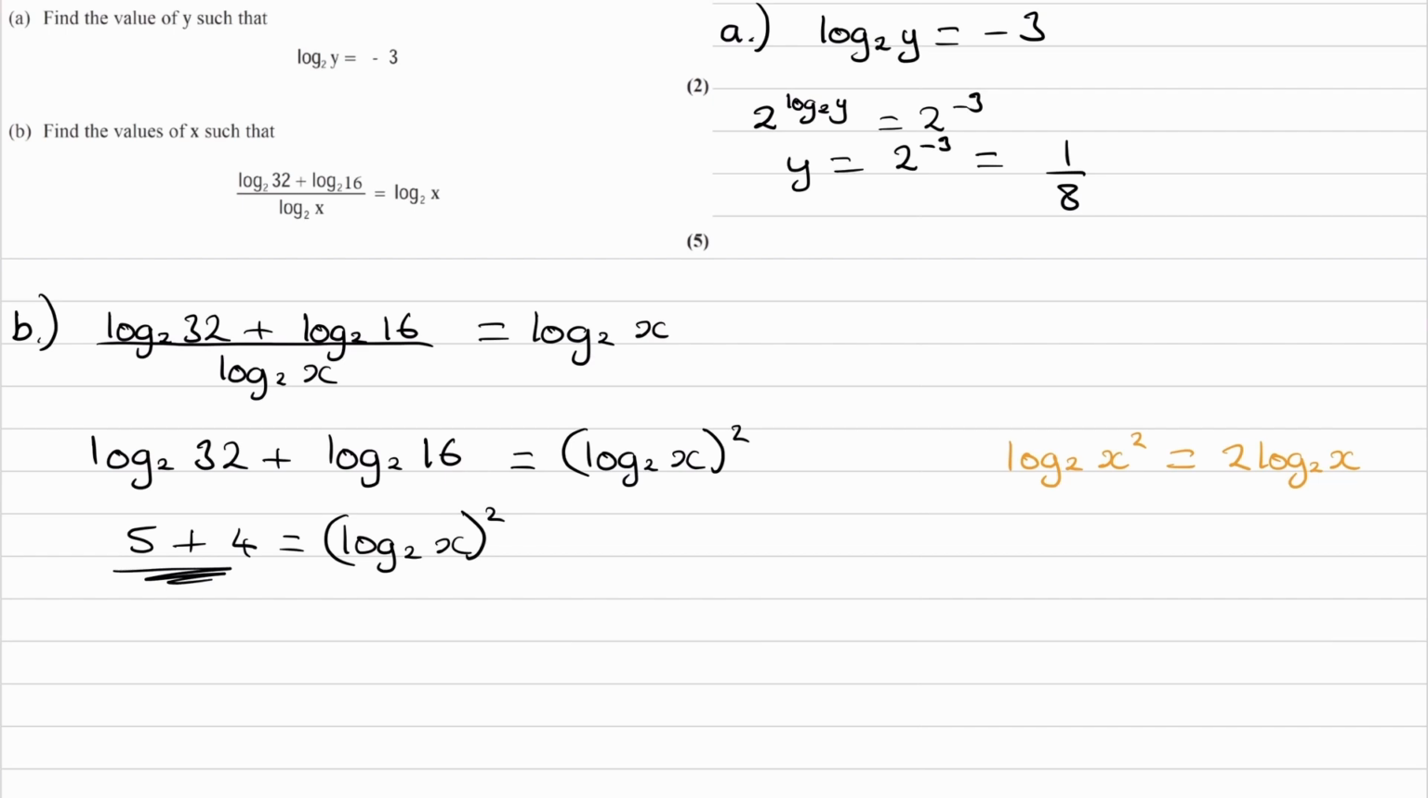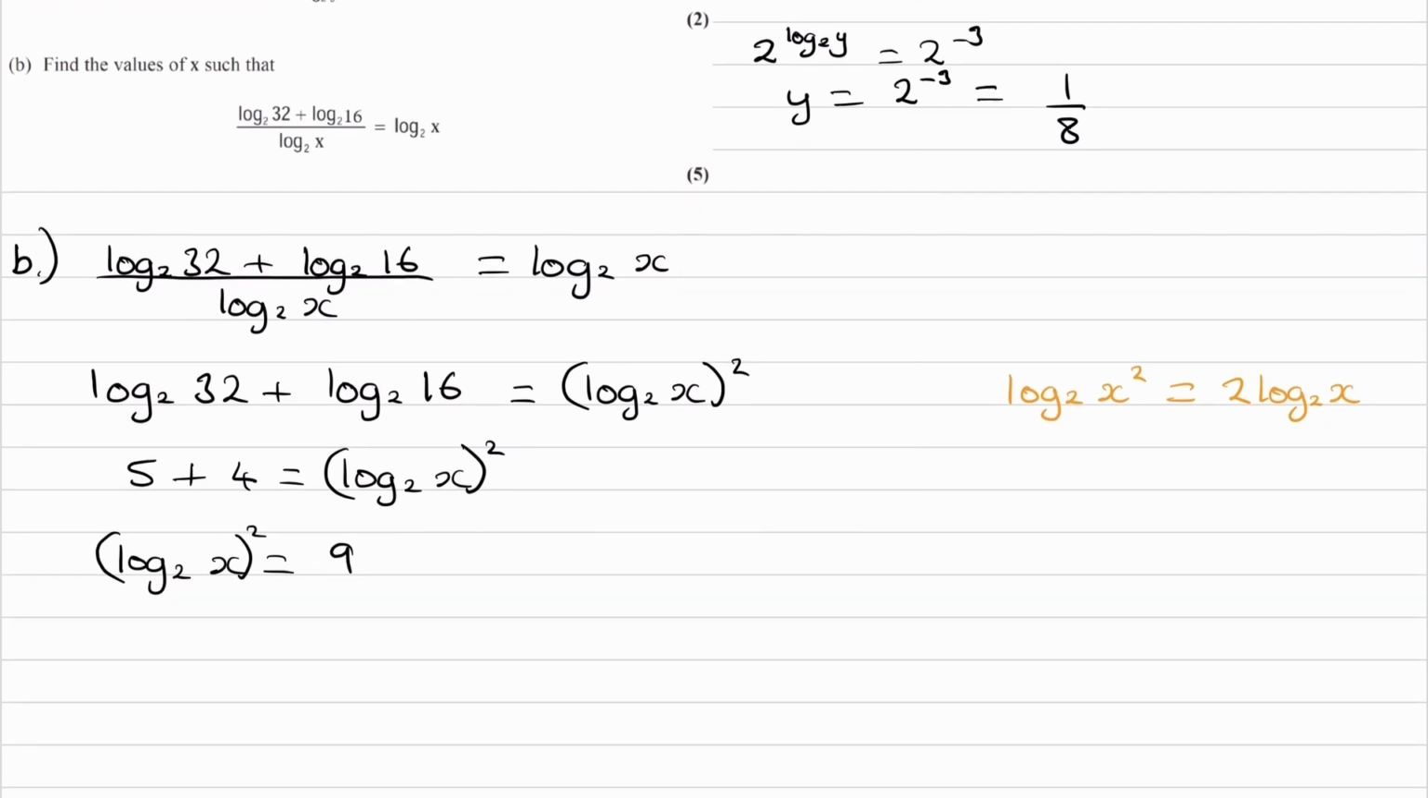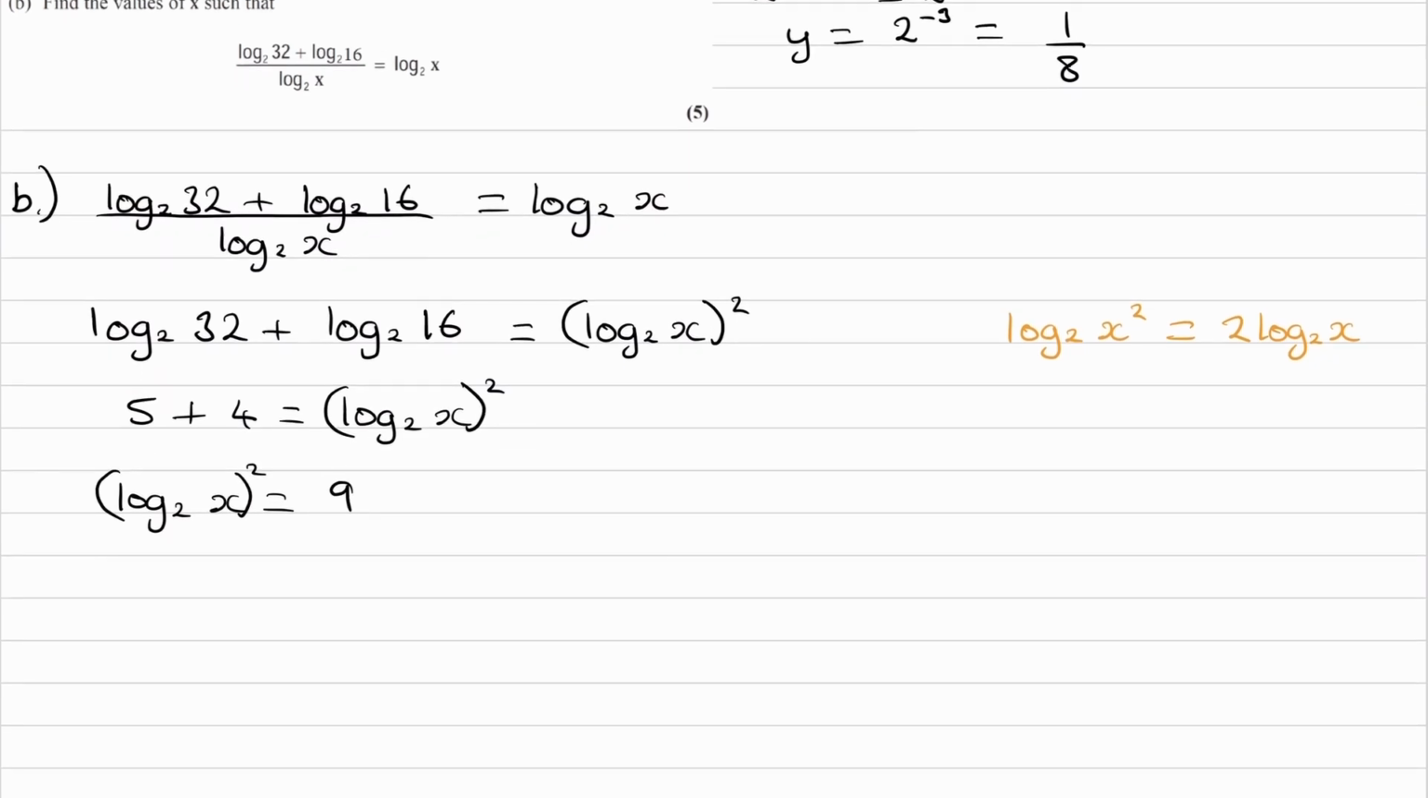So that's 9. So we have then log to the base 2 of x all squared is equal to 9. And then we can square root both sides. So this then becomes log to the base 2 of x is equal to the square root of 9, which is 3, but it would be plus or minus 3. Log in general can be negative.